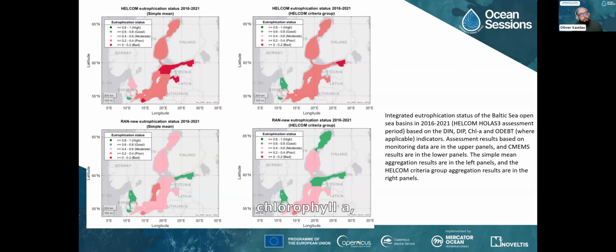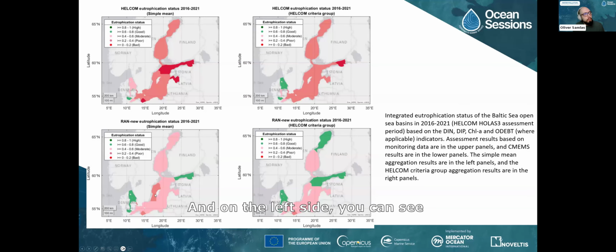And now we also did the integrated eutrophication status assessment, which uses all of the available indicators: TIN, DIP, chlorophyll A, and oxygen debt. On the upper panels, you can see the HELCOM monitoring data, and on the lower ones, you can see the Copernicus reanalysis data.